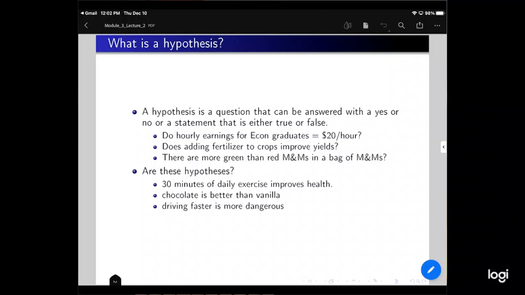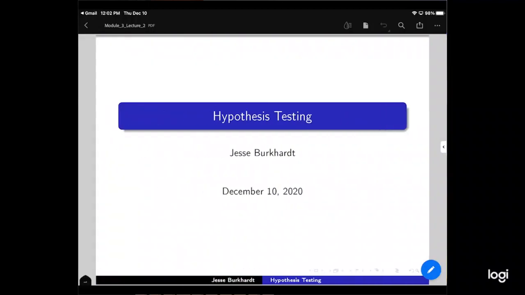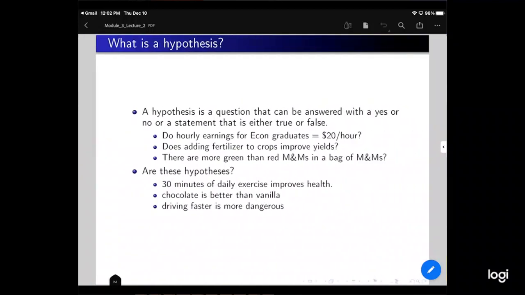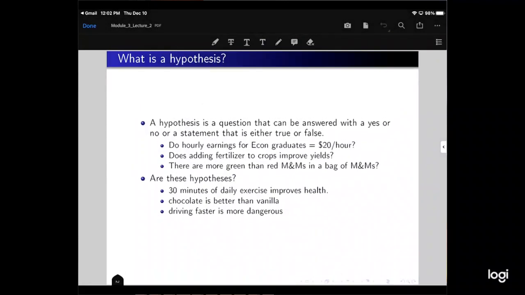Are these hypotheses? 30 minutes of daily exercise improves health. Sort of. This one's a little confusing because it's vague. In theory, you could say this is a hypothesis, but what you really need to do is define what health means, and then what is exercise. We need to put some parameters on this.